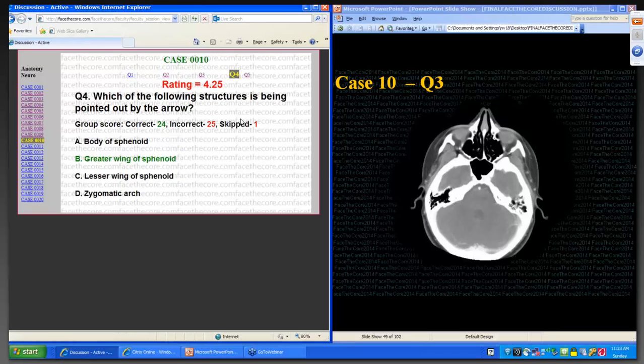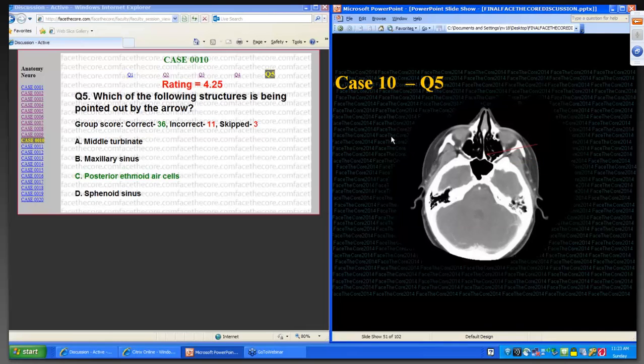So, and we'll get into that on our next series in head and neck. Which of the following structures is being pointed out by the arrow? Is it the body of the sphenoid, greater wing of sphenoid, lesser wing of sphenoid, or zygomatic arch? So this is the greater wing of the sphenoid, the bone along the anterior aspect of the middle cranial fossa. We see portions of the zygomatic arch and the body of the sphenoid there.